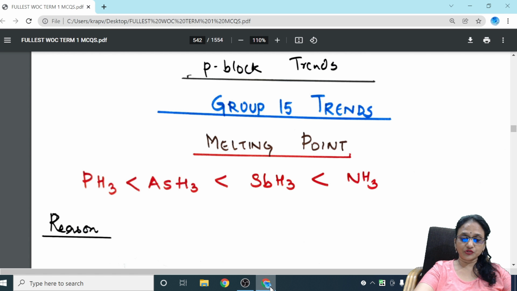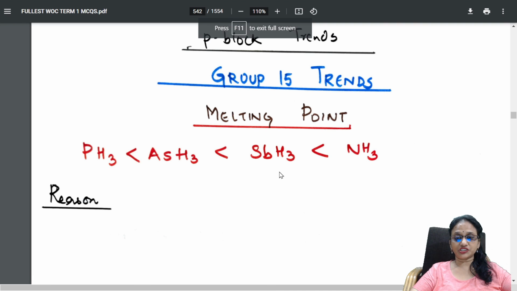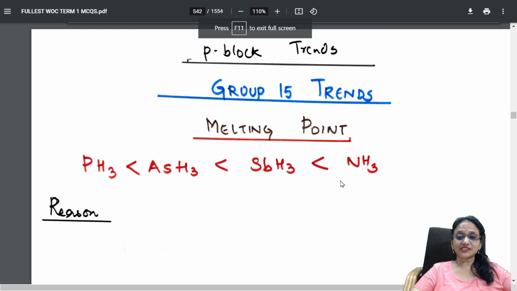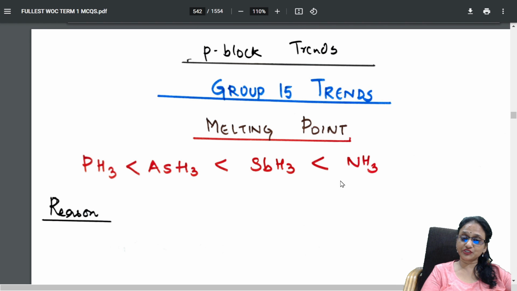All right, students, let us start off with your P block chapter now. Basically, P block is a chapter which is very difficult for the maximum number of students. Nothing to worry. I'm going to give you the trends separately, and the reactions separately, so that the whole chapter is intact. Now let us see the notes, then go into MCQs.